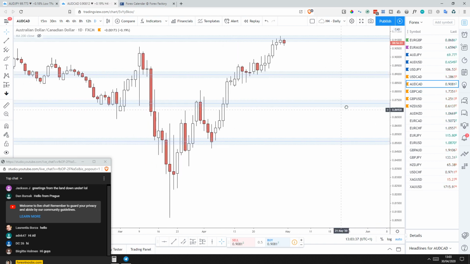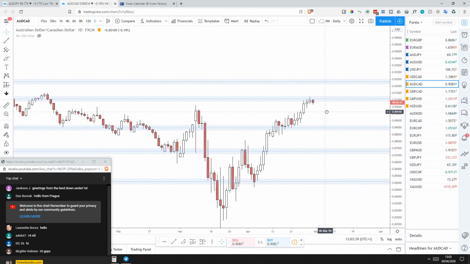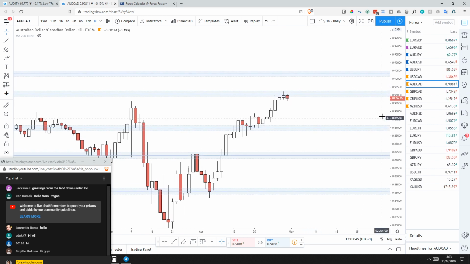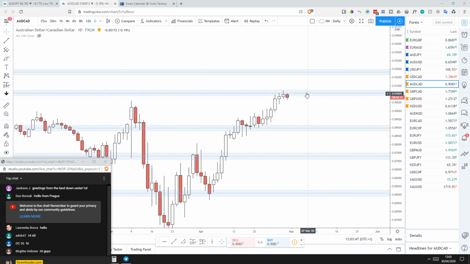AUDCAD, we're looking here for a potential short yesterday. Look, you could technically enter a short here today. It looks like a potential reversal is forming. You'd be countering a very strong bullish trend, so it is obviously going to be a slightly risky one. Let's take a look at AUDUSD.